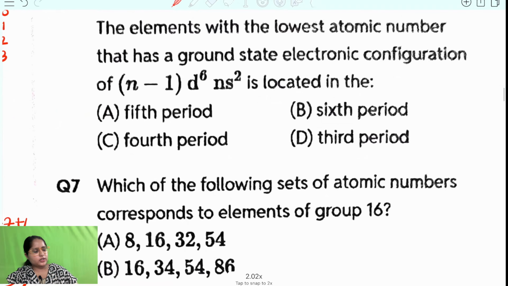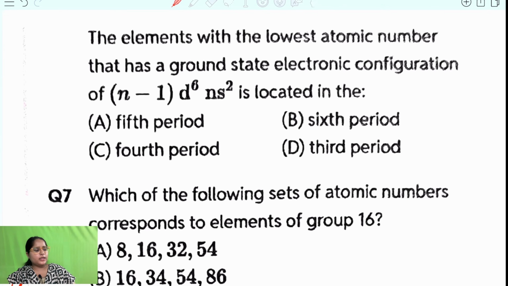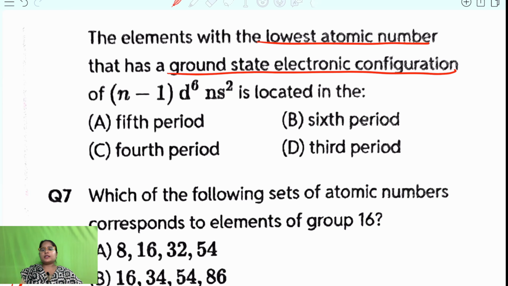Then let us see question number 6. The element with the lowest atomic number that has a ground state electronic configuration of (n-1)d^6 ns^2 is located in the. Okay, so they are asking you lowest atomic number that has a ground state electronic configuration. Lowest atomic number means where we will introduce the d block. That means they are talking about the first d block.